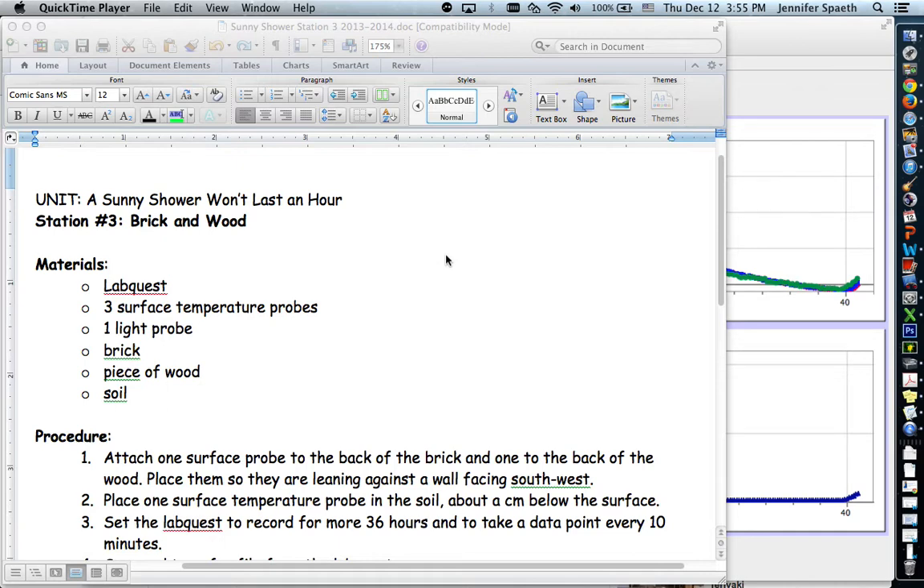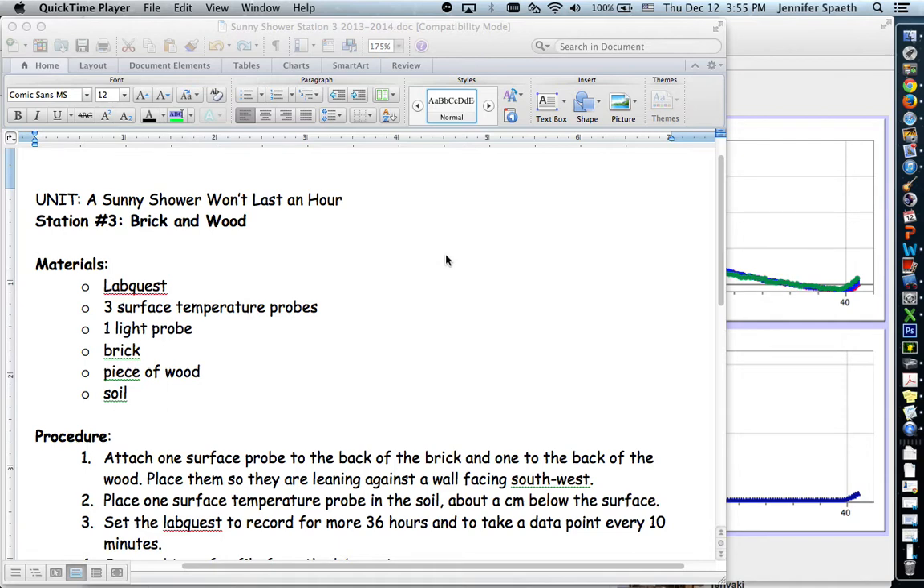Station 3 was something that I did and talked to you about in class, where just up on the balcony, where our potting area is, I put a brick and a piece of wood. I brought a LabQuest up there with some surface probes, and we put one of the surface probes on the back of the wood, one on the back of the brick, and one just underneath a little bit of the soil. And we faced the brick and the wood so they're kind of facing out towards the balcony area.